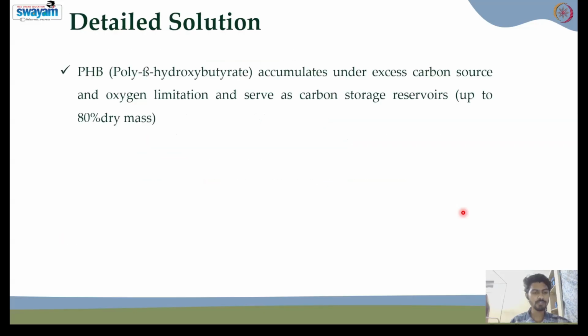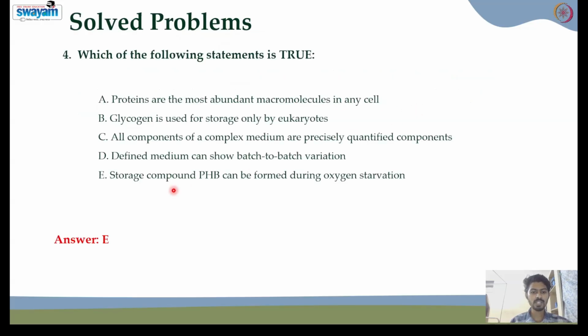We will see the solution first. If you have gone through lecture 19 where the Professor discussed the storage compounds, polyhydroxybutyrate accumulates under excess carbon source as well as oxygen limitation, and it serves as the carbon storage reservoir. And that is why option E is true. Storage compound PHB can be formed during oxygen starvation. So it will be formed during oxygen limitation. And we will see now the other options, why they are not correct.